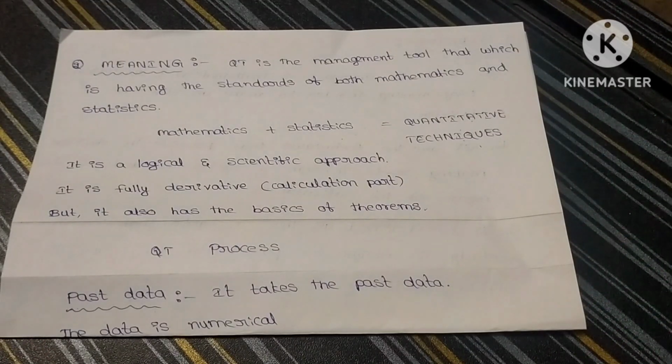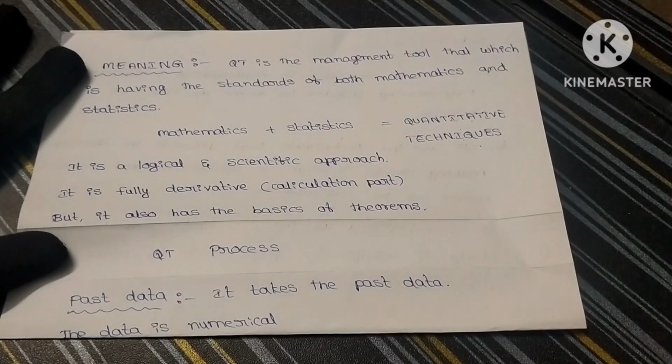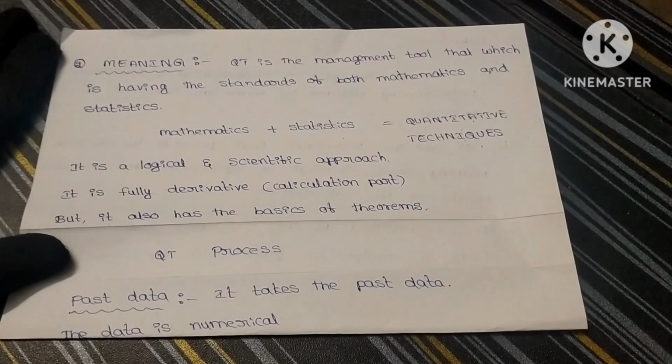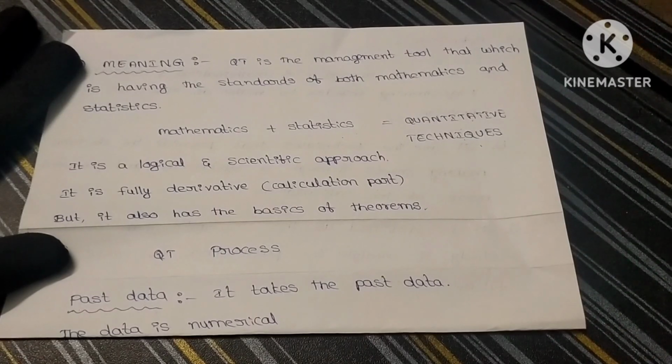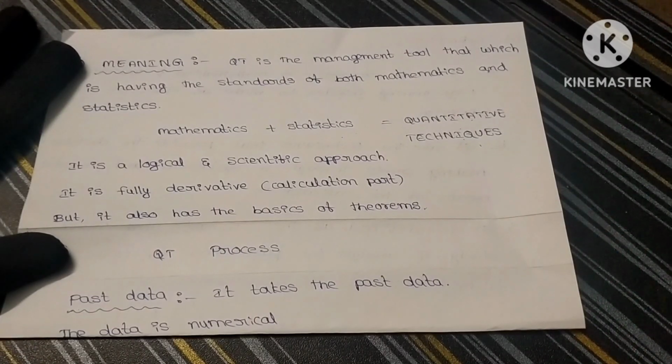Today in this session I am going to explain to you about the second concept of your first unit. Yesterday we have seen the first concept, that is nothing but the introduction to quantitative techniques. Today the second concept is meaning and definition of quantitative techniques. What is meaning? Meaning is the actual nature of the subject. Here you are going to understand the nature of the subject.